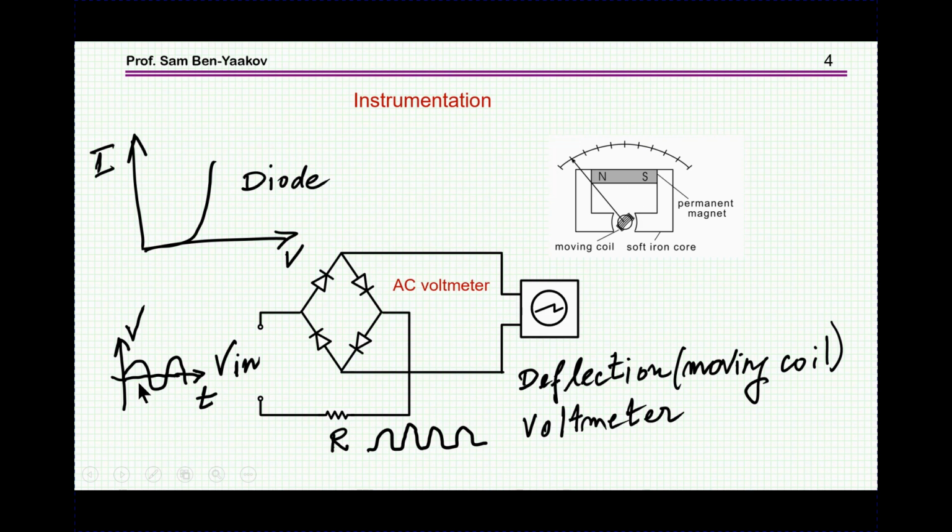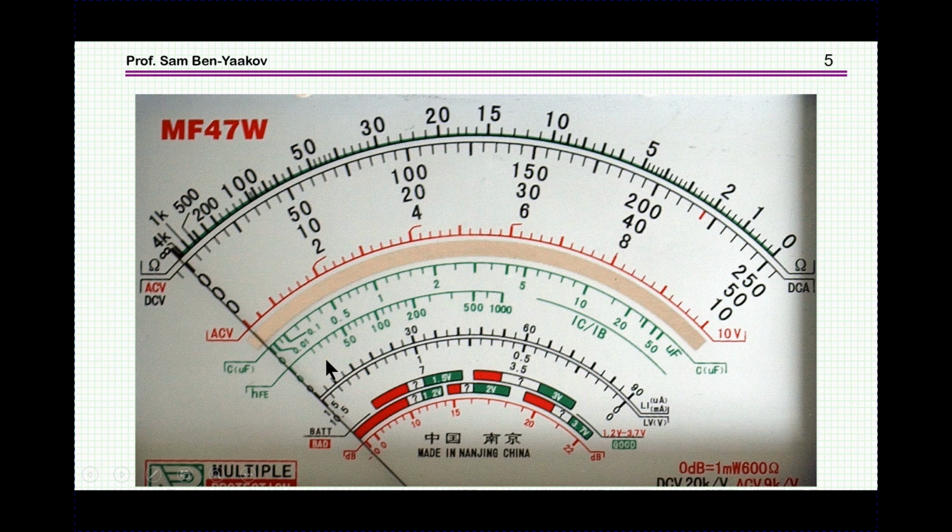So for this, we do need a precision rectifier. Now, in the old days, there were no precision rectifiers, and diodes were used. So therefore, in deflection type voltmeters, you'll find that there are two scales. There is the main scale here. This is for DC and higher voltage AC. But then there is another scale here for the lower voltage AC.